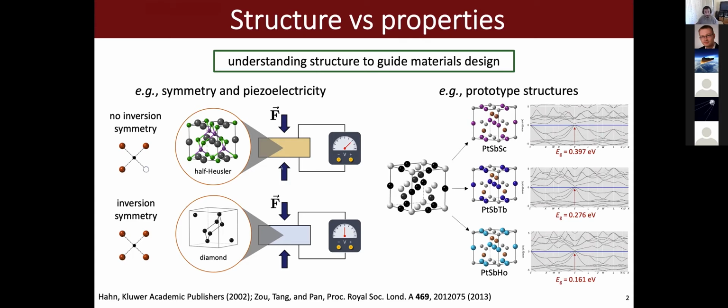But if you have a system, let's say diamond, that does have inversion symmetry, and you apply the same force, you wouldn't observe this voltage across the material. So you can use symmetry as a way to screen or filter materials that would be good for piezoelectric applications. This is just one example of how symmetry can be important for materials design.